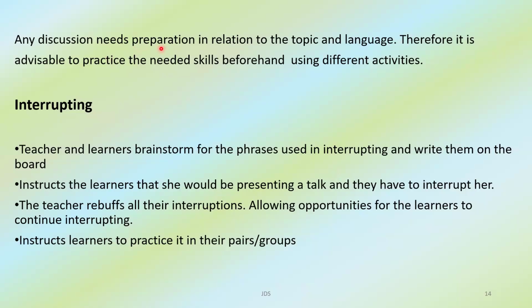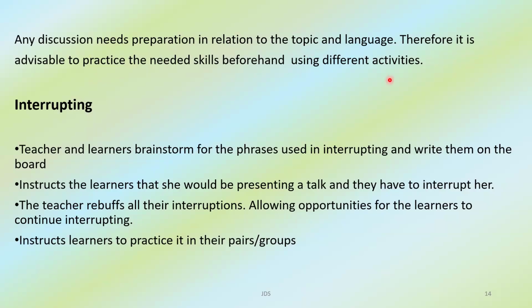Any discussion needs preparation in relation to the topic and language. So they should know the topic, that is the schema. If you are asking them to talk about online shopping, they should know some information related to online shopping. If not, the child can't speak or lead a discussion. And also the language functions, like what we have discussed. Therefore, it's advisable to practice the needed skills beforehand using different activities.